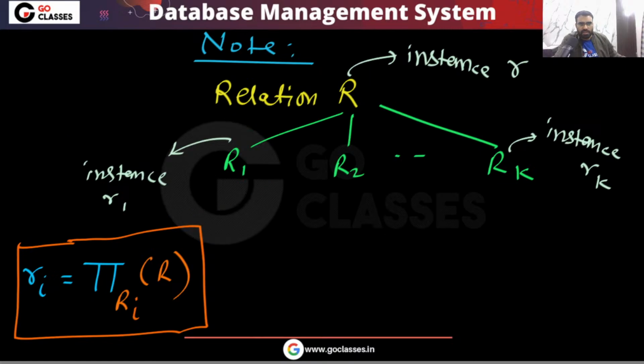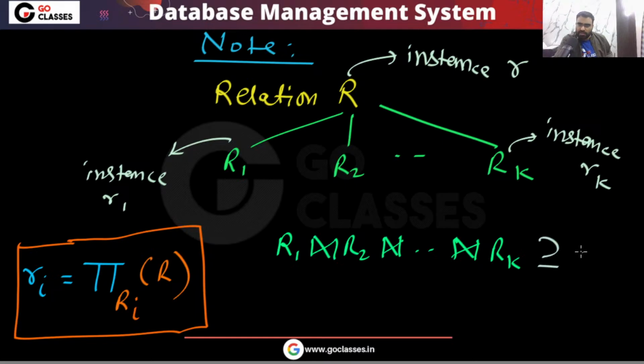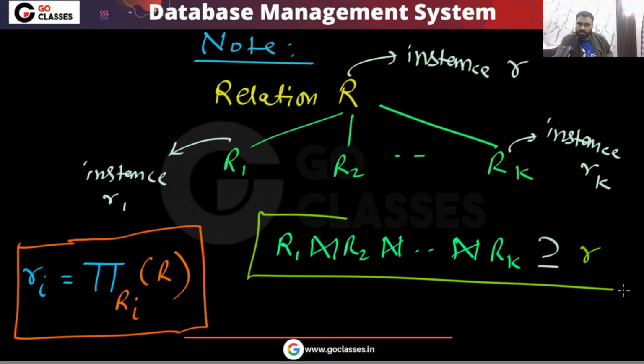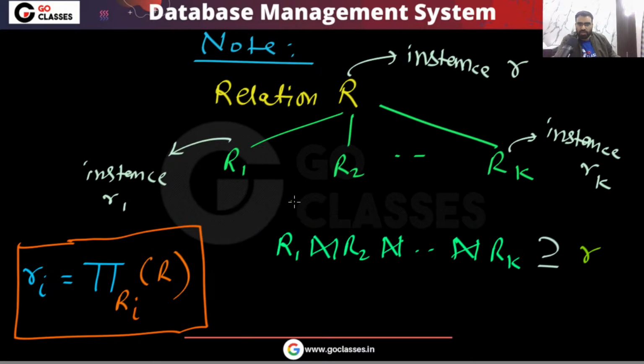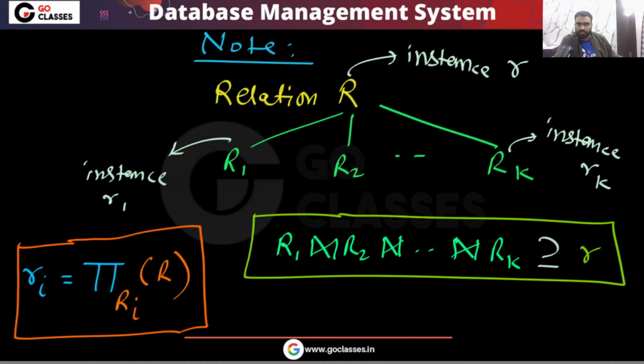Here, remember, we will never lose a tuple when we combine the decomposed relations. If I do R1 natural join R2 natural join and so on natural join Rk, then we will never lose a tuple of R. That means this will be a superset of this instance R. I hope you understood. Is this point clear? So we can take instances here.